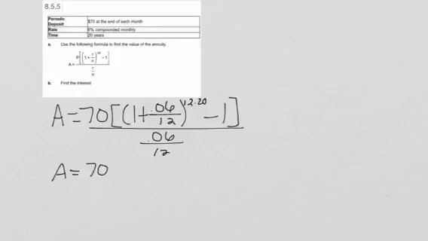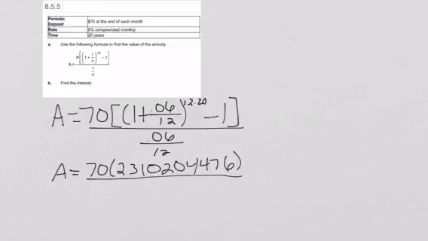So the inside part, the parentheses, is 1.005. Then we raise that to the 240th power, okay? And then we're going to minus 1 from that. And so what we get is 70 times this long decimal, 2.3104476. And now on the bottom, if we do that 0.06 divided by 12, that comes out to be 0.005.